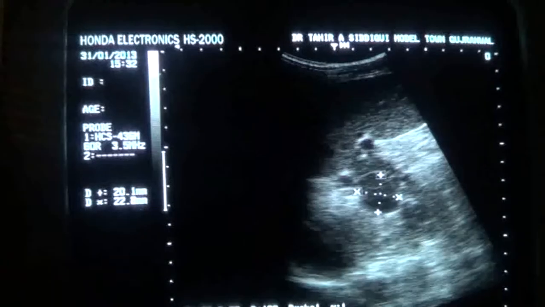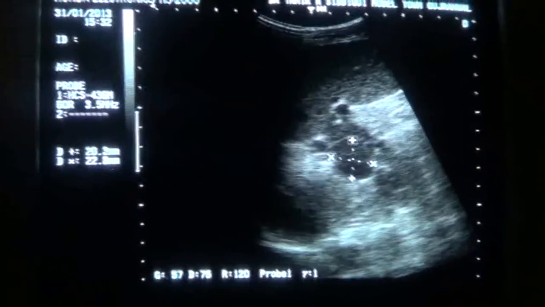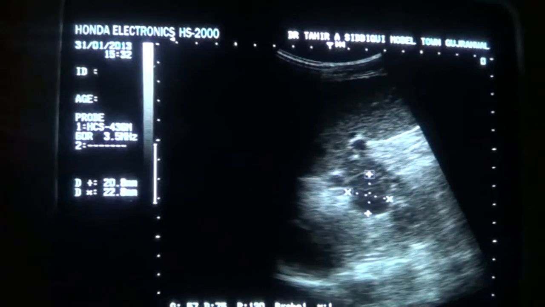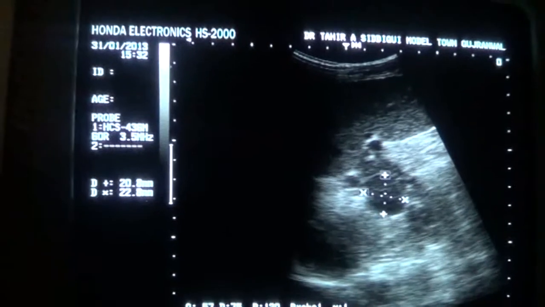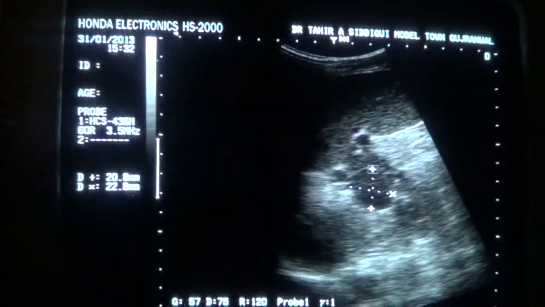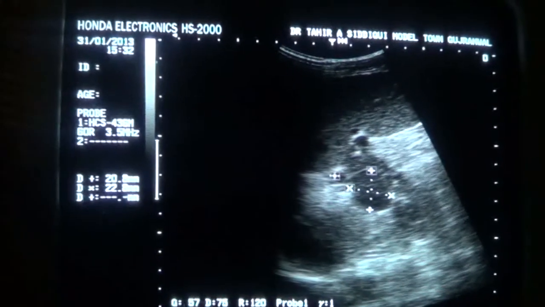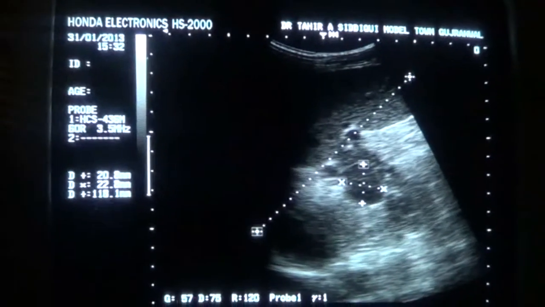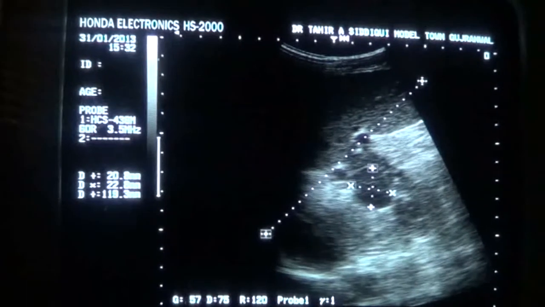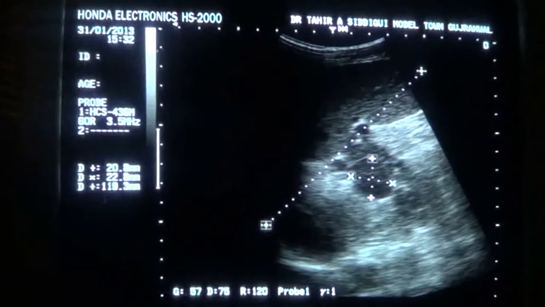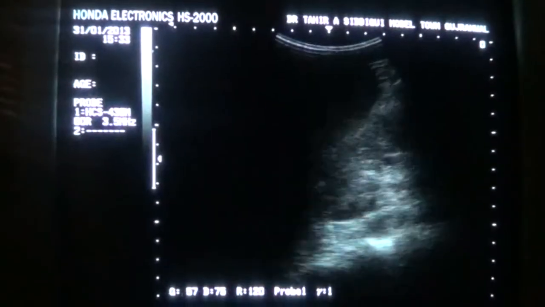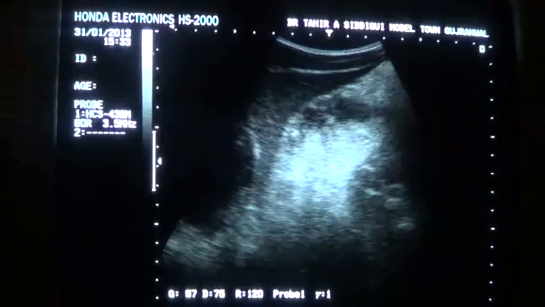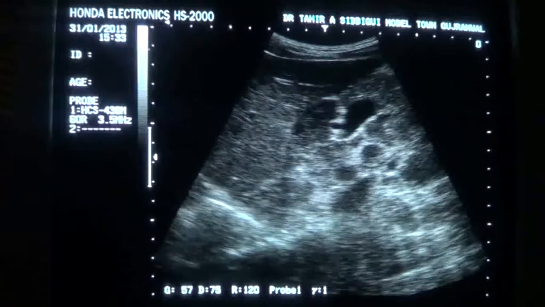So this is a case of para-aortic plane, paravertebral plane, as well as splenic hilar region adenopathy, with no other positive finding.